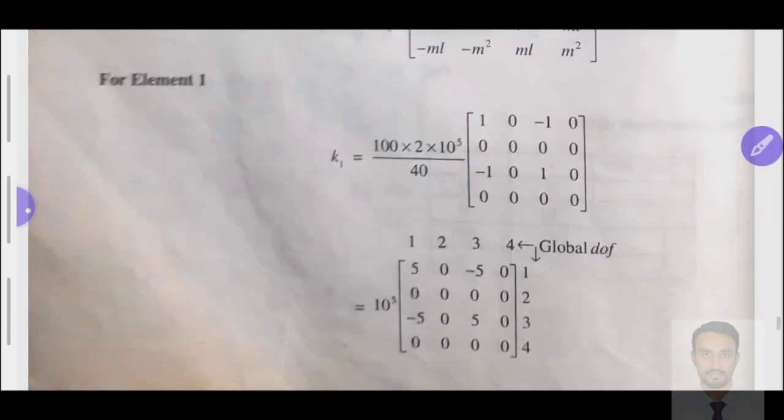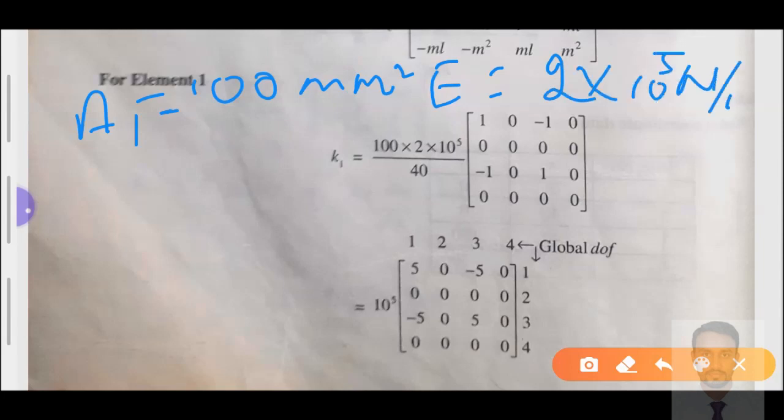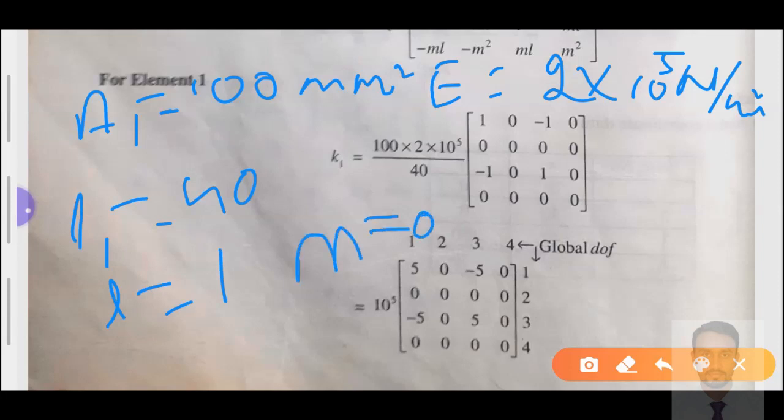Here we have for the element the area of cross section A1 is equal to 100 mm square. E is equal to 2 into 10 to the power of 5 Newton per millimeter square. And then the length of element number 1 is equal to 40. L is equal to 1 and M is equal to 0. All those values you substitute here. Area of cross section 100, Young's modulus 2 into 10 to the power of 5 Newton per millimeter square, length of the element 40. Direction cosine L is equal to 1. L square is equal to 1. M is 0. LM is equal to 0.